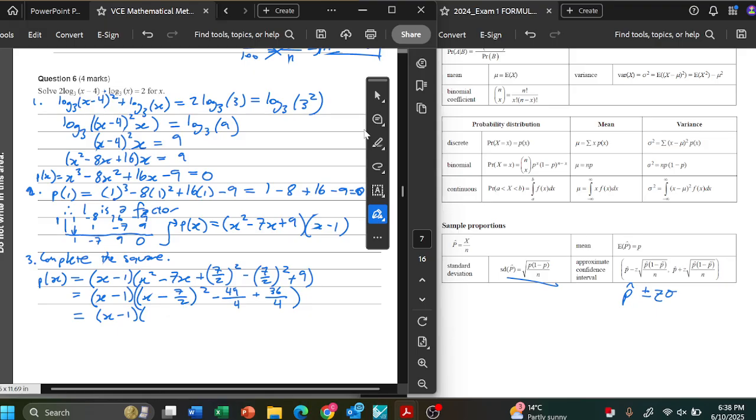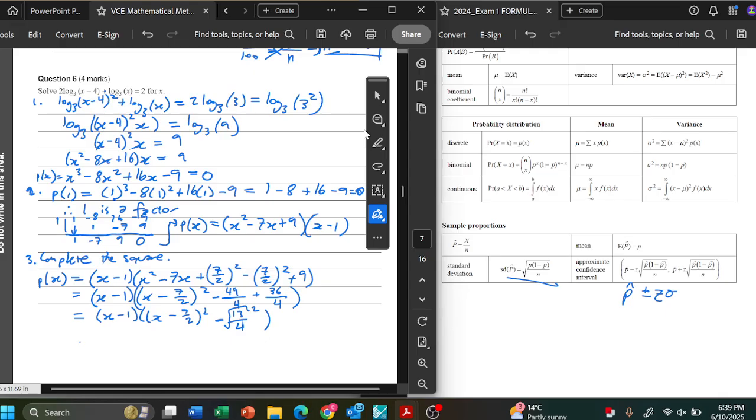And then over here, let's simplify this down. Firstly, we've got (x minus 7/2) squared minus 49/4 plus 36/4, that is equal to 13 over 4. And of course, we can write that as a difference of two squares, because this is the square root of 13 over 4, squared, which is the same as 13 over 4 because the square and the square root cancel each other out.